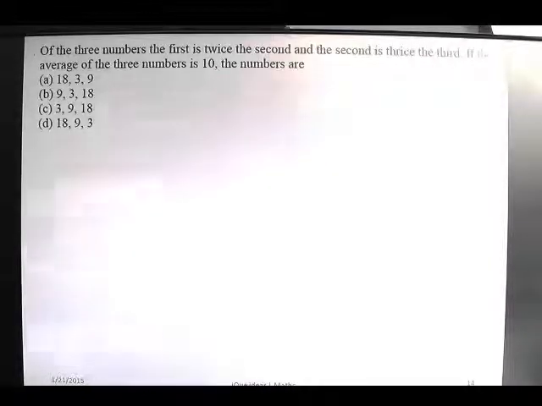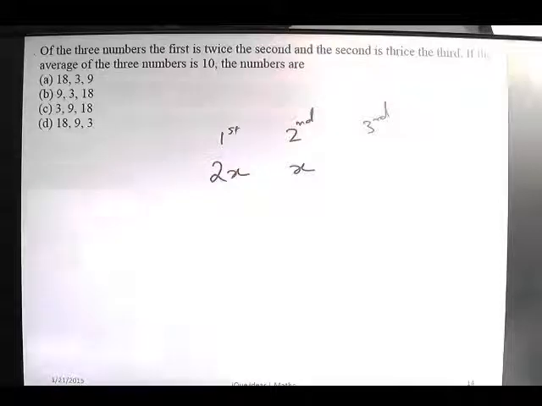It says of 3 numbers, first is twice the second and second is twice the third. Okay, so I have my first number, second number and third number. It says first is twice the second. So if the second is x, the first number is twice it, and second is thrice the third. So if third number is y, this number is thrice the third, which is 3y. So if this is thrice and first is double this becomes 6y.